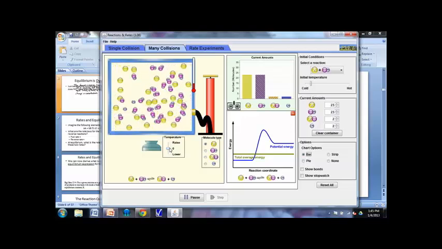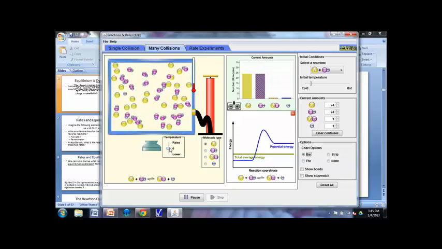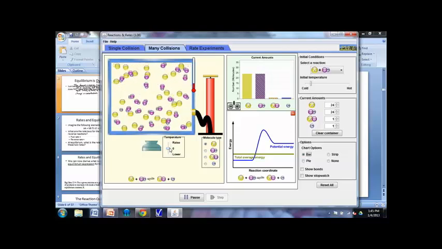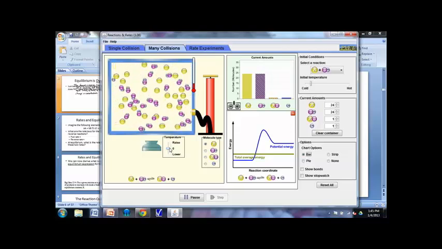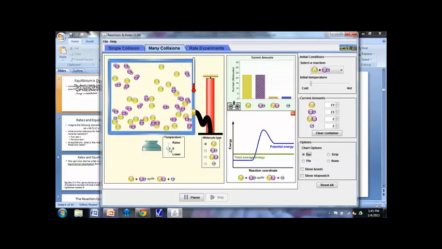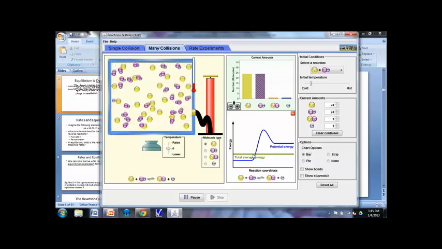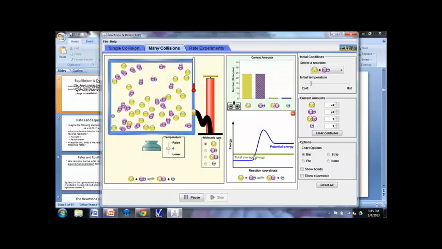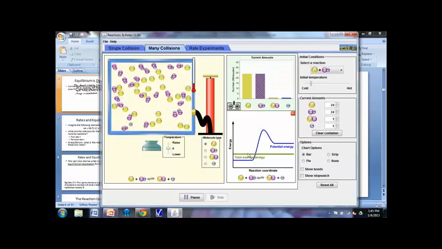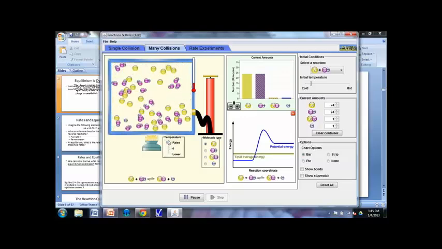Yeah, well, it could be a concentration thing. It could also be that there's not a huge amount of total average energy, so not many of those particles are able to get over the activation energy hump. So let's see what happens when I increase my temperature.